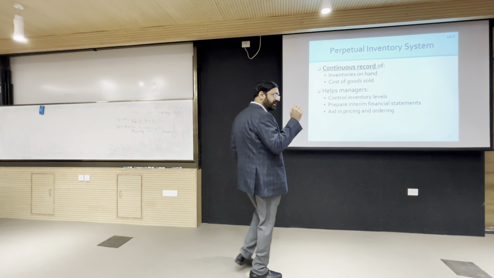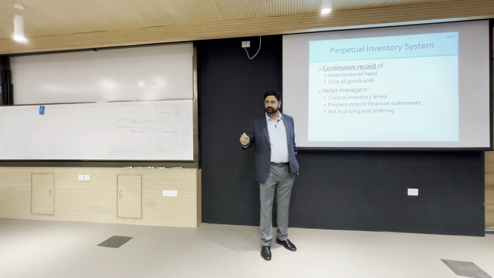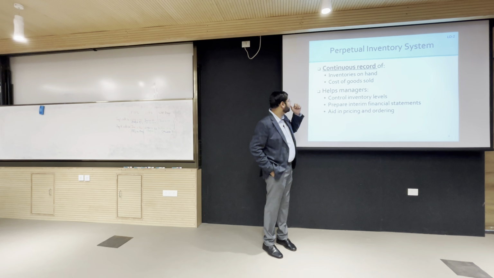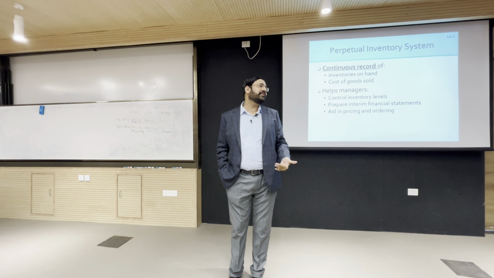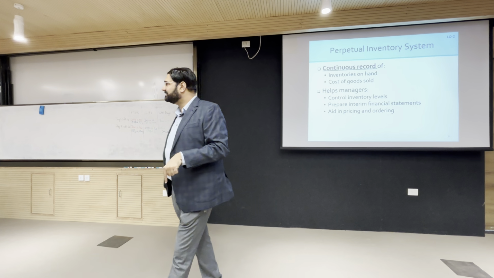First we will do some theory and then we will do a written example where you actually get to learn something. So it's a continuous record of inventories on hand and cost of goods sold. How does it help the manager? Because if you know right now that my cost of goods sold is 100, then you can determine the selling price.